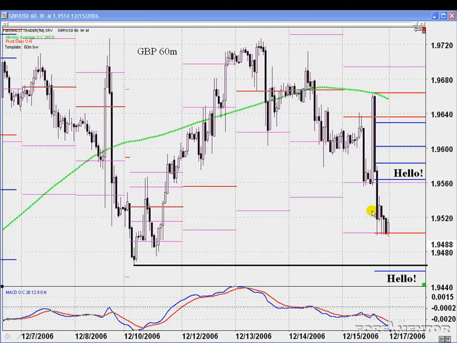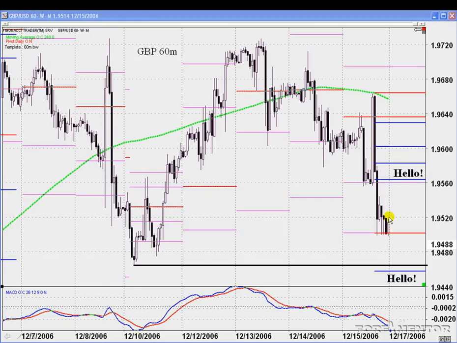Here's a little closer view of a 60-minute chart. The first place that I'd look for a trade here is at these lows, as the market has been ranging. So these lows right here, if the low is penetrated, I would look at this low right here for an area to bounce.